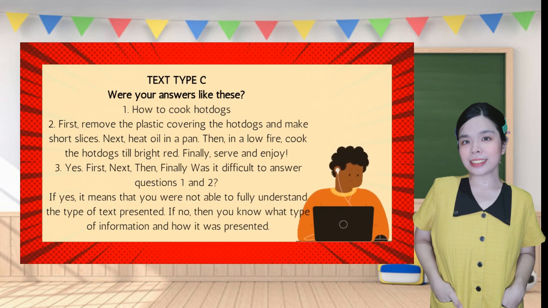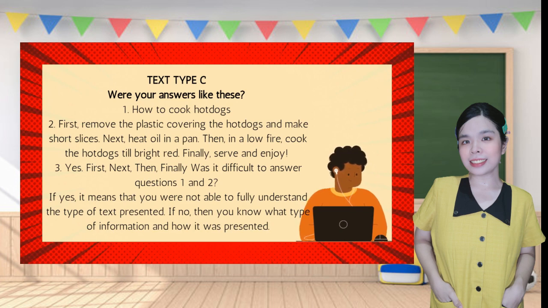Number two, first, remove the plastic covering the hot dogs and make short slices. Next, heat oil in a pan, then in a low fire, cook the hot dogs till bright red. Finally, serve and enjoy. And the last one, yes. First, next, then, finally. Now, my question is, was it difficult for you to answer questions 1 and 2?